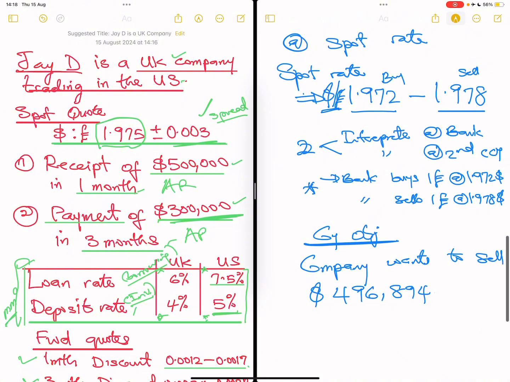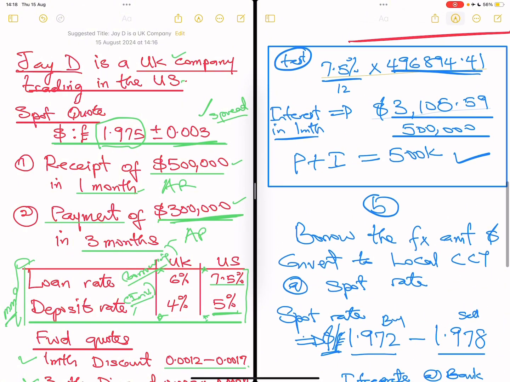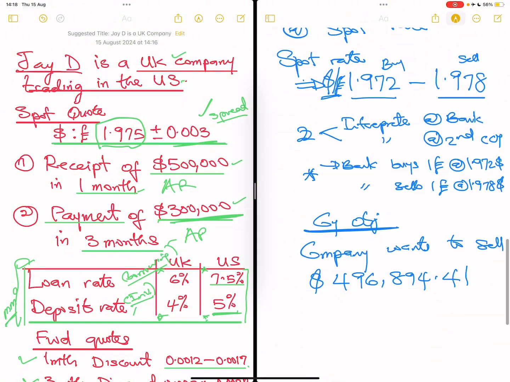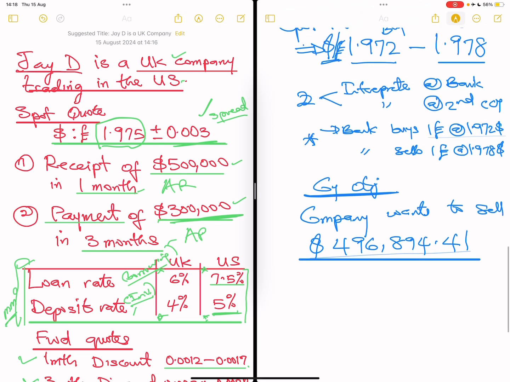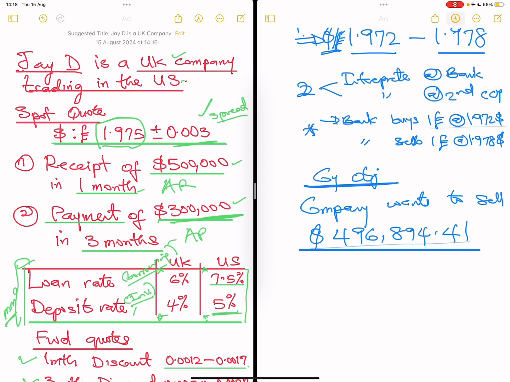496,894 $0.49, right? Yeah, 0.41. So the company wants to sell this, which means the company wants to sell dollars. But to make it easier for us, we need to say it in the second currency, because the dollar is the first currency. So if the company is trying to sell dollars, that means the company is trying to buy pounds.